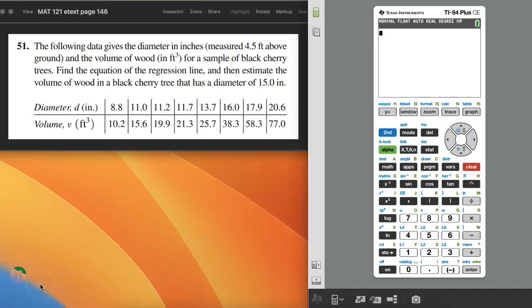For this video, I'm going to walk you through how to use the TI-84 to find a regression equation and use the equation to answer additional questions about the problem. So for this particular problem, I'm referring to our e-text, page 146, and it's problem number 51. If you haven't already, pause the video to read the full question statement.